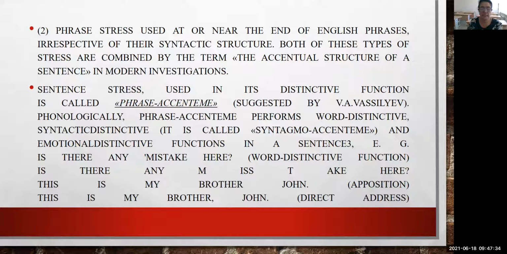Is there any mistake here? For example, word distinctive function. Is there any mistake here? This is my brother John. This is my brother John. Direct address.